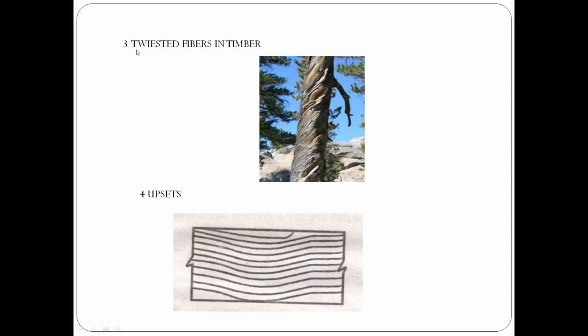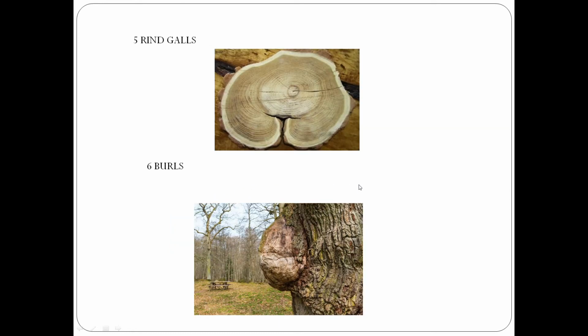Now, third is twisted fibers in timber. When the tree in its younger age is exposed to high-speed winds, the fibers of wood get twisted. This type of wood is not suitable for sawing, so it can be used for making poles, posts, etc. Now, the fourth one is upsets. Upsets are a defect of timber in which the fibers of the wood are crushed and compressed by fast blowing winds or inappropriate chopping of trees.